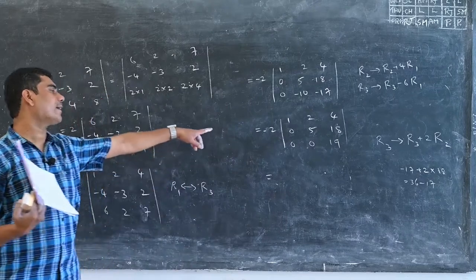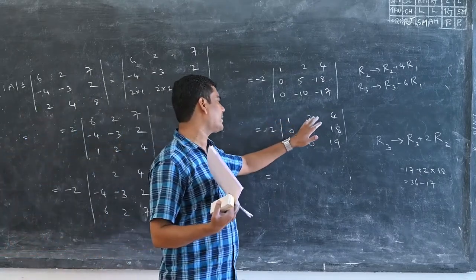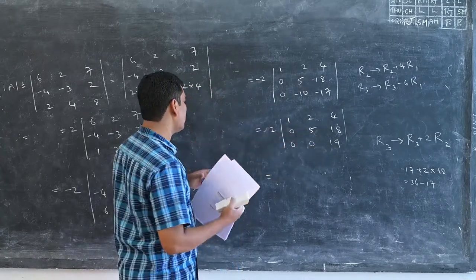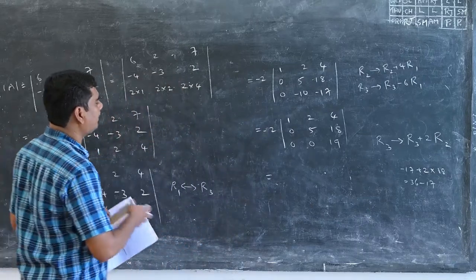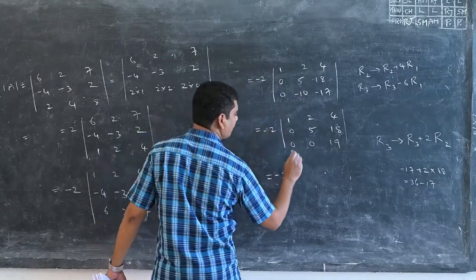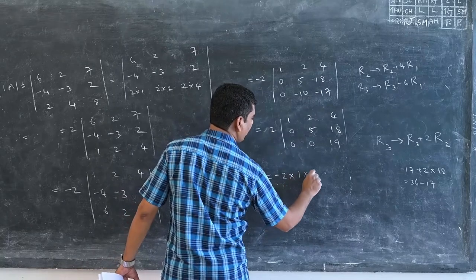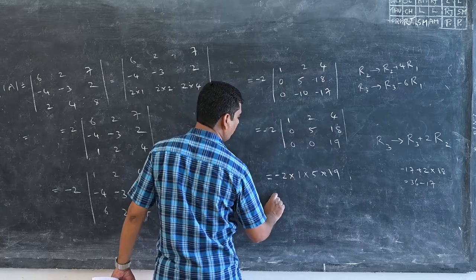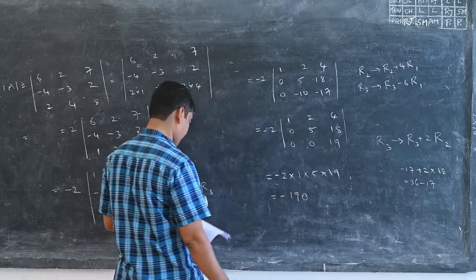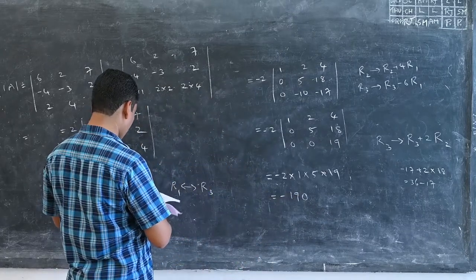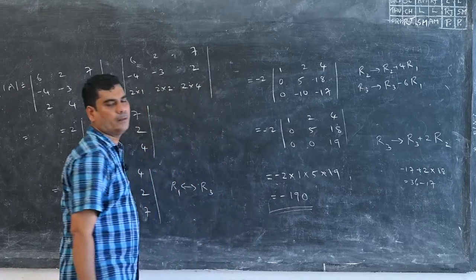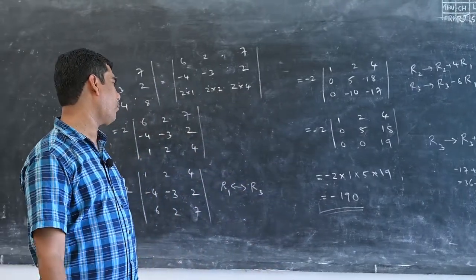Now, this is an upper triangular matrix. All the elements below the diagonal are zeros. So we evaluate the determinant, which is equal to minus 2 into, now for a triangular matrix the determinant is the product of its diagonals, 1 into 5 into 19, which is equal to minus 190. This is the value of the determinant, by reducing the matrix to the triangular form.